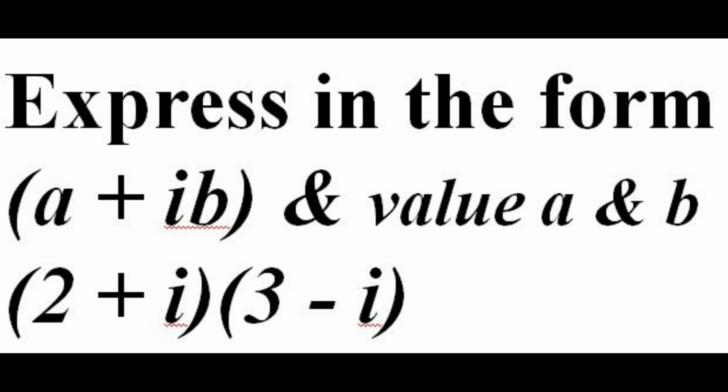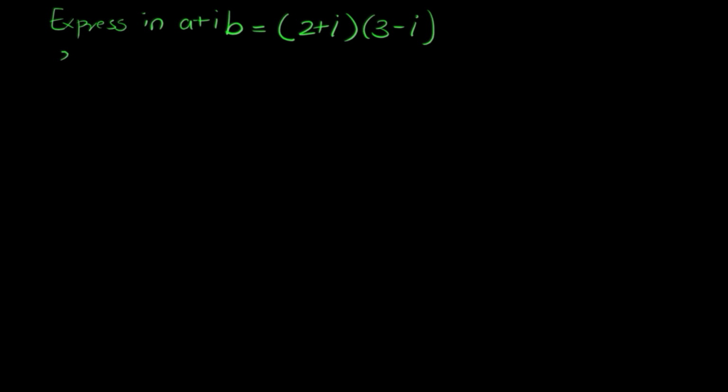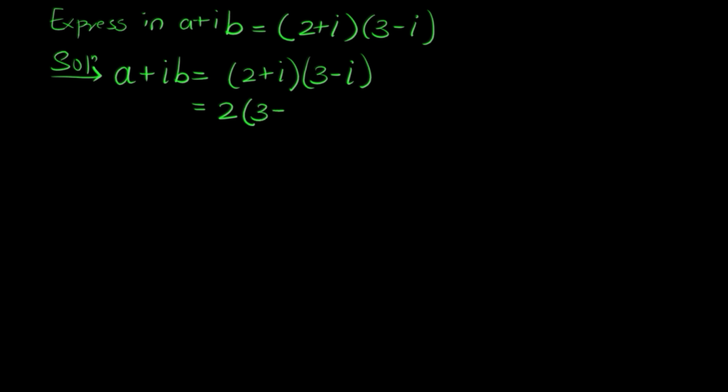Express in the form of a plus ib, and find the values of a and b: (2 plus i)(3 minus i), such that a and b belong to real numbers and i is equal to root minus 1. Solution: a plus ib is equal to 2 plus i into 3 minus i. First we multiply 2 by the second bracket 3 minus i, then plus i multiply the second bracket 3 minus i.